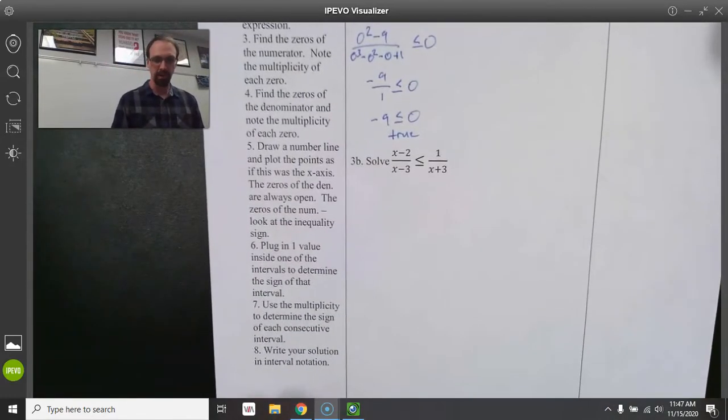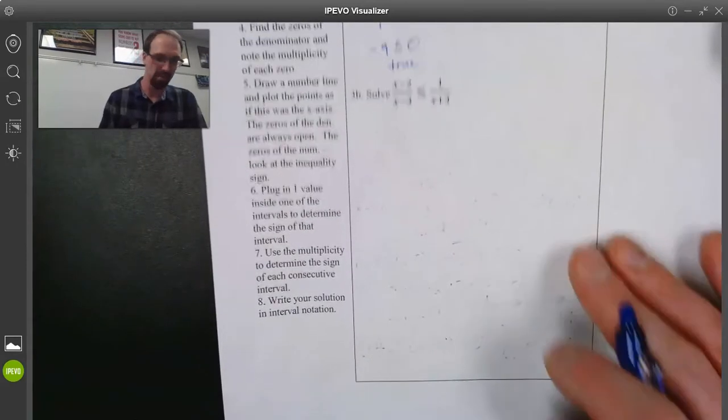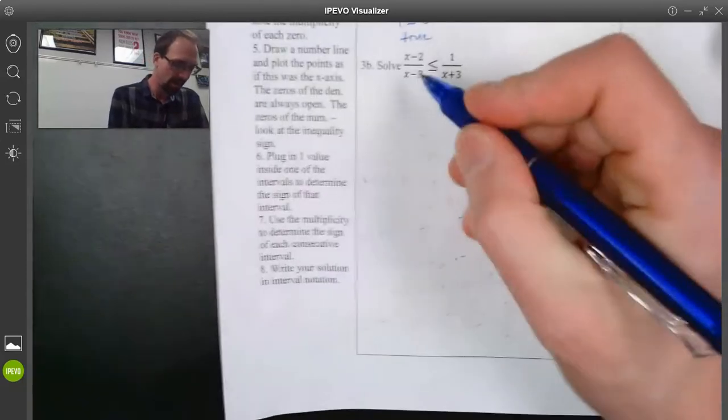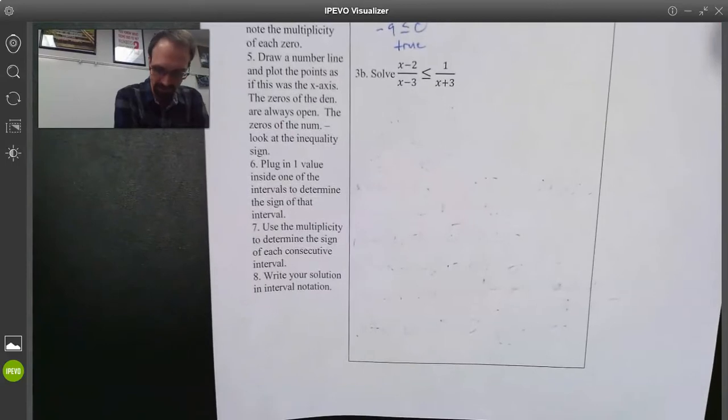For 3B, what I need to do is first move everything over. Alright, hi friends. There's probably a bad cut at this point in the video. I realized after I finished this problem, I was doing it incorrectly. So let's talk about how to actually do this correctly.